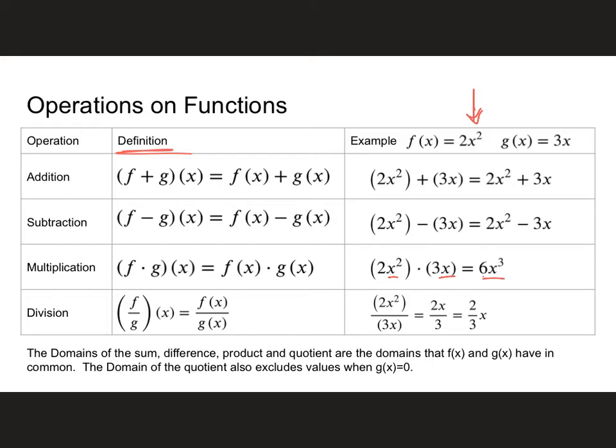And then the division, you could keep this. We did 2x squared divided by 3x. We simplified that. I ended up with 2x over 3, or 2/3 x. They're the same thing. It's really up to you.